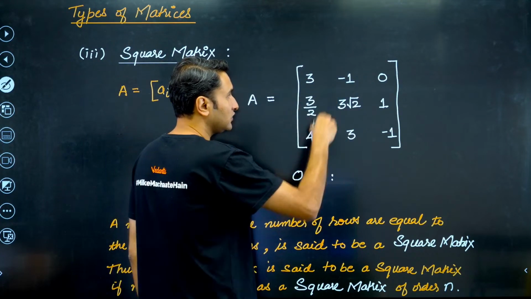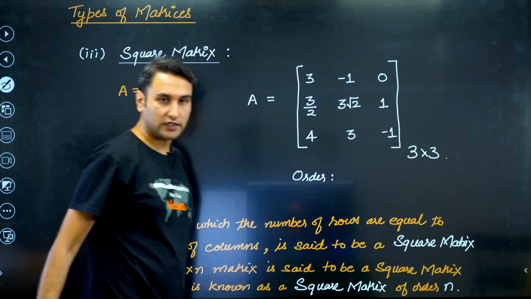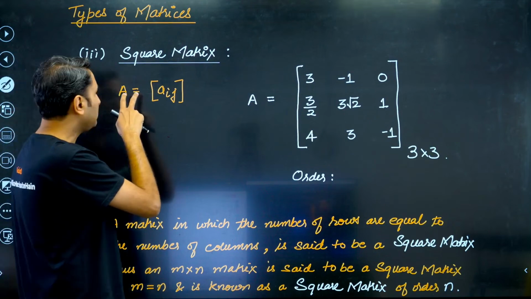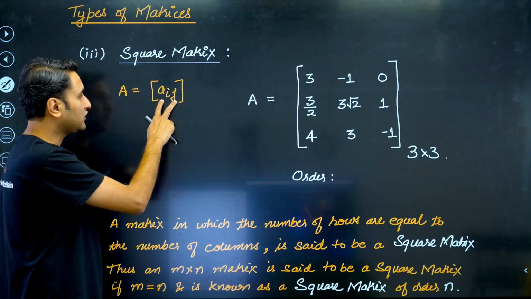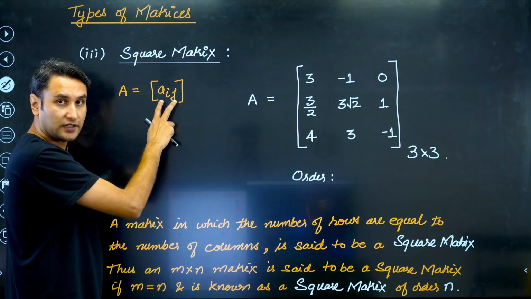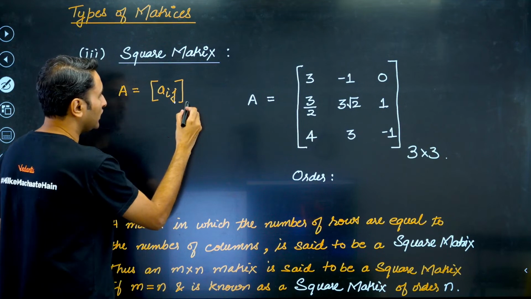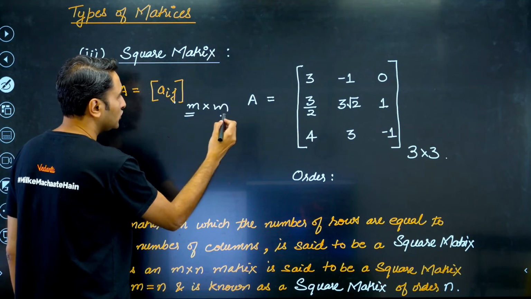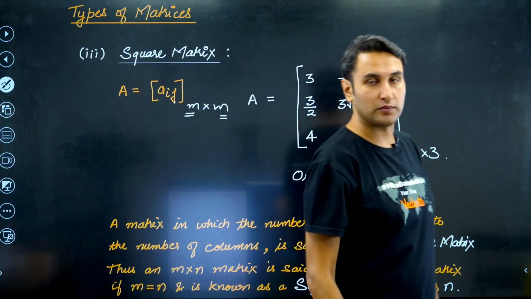There are 3 rows and 3 columns. So it's a 3 by 3 matrix. In general, can I say Aij? A matrix A is a collection of all the elements Aij in the matrix such that its order is, say, m by m. Both should be the same for it to be a square matrix.